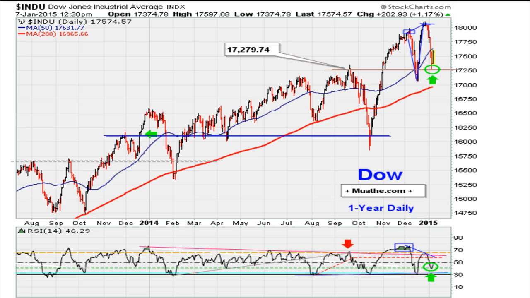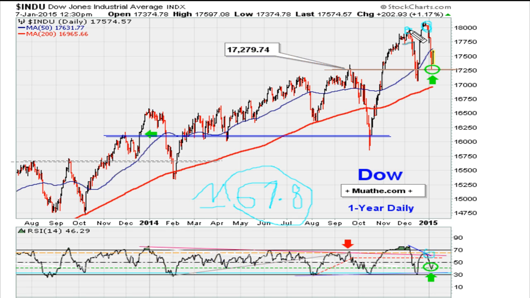So from a timing perspective, the time to short a market or an instrument is when you have this negative divergence, more so if the negative divergence has the RSI stalling around, remember, it's around, not at 61.8, but just in that general area of 61.8, which is what happened here. Then from a timing perspective, you can go short there.